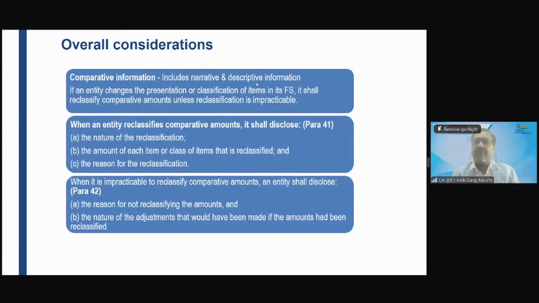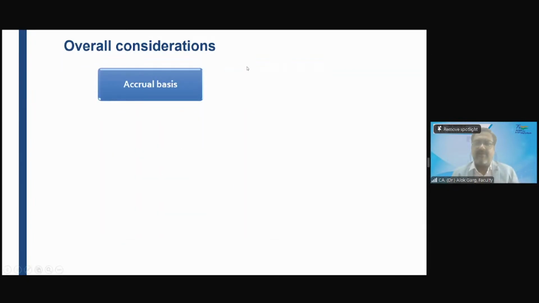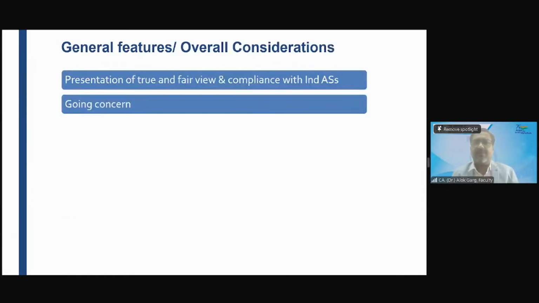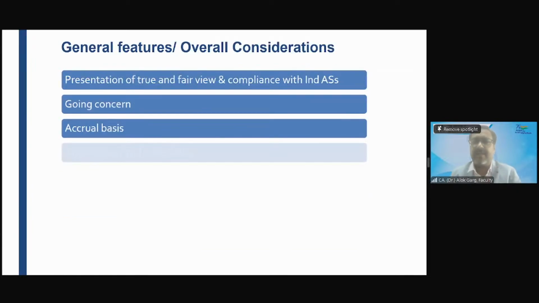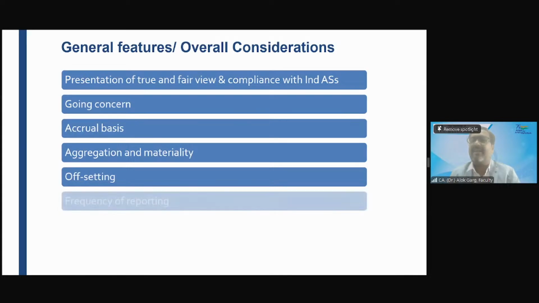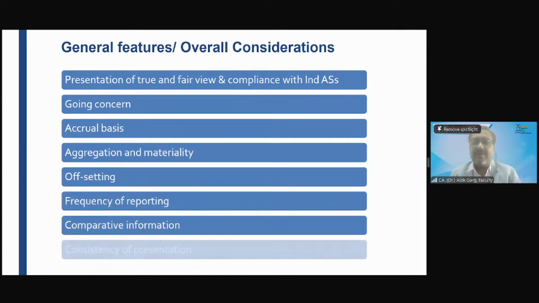Friends, so let us recap what we have covered. We have covered the general features, which are presentation of true and fair view and compliance with Ind AS, going concern, accrual basis, aggregation and materiality, offsetting, right? Then consistency of presentation, and frequency of reporting. The frequency of reporting has to be consistent, and the minimum frequency should be at least once in a year, which is your financial year. Comparative information has to be given for at least 1 year, right? At least for 1 year. Okay, is that clear?